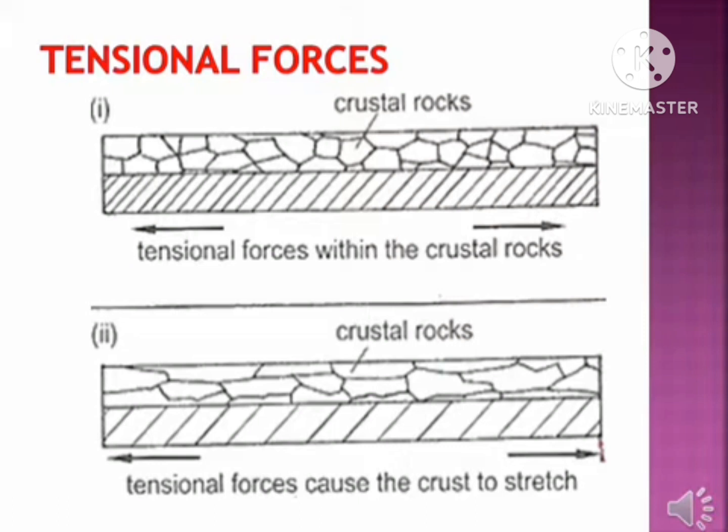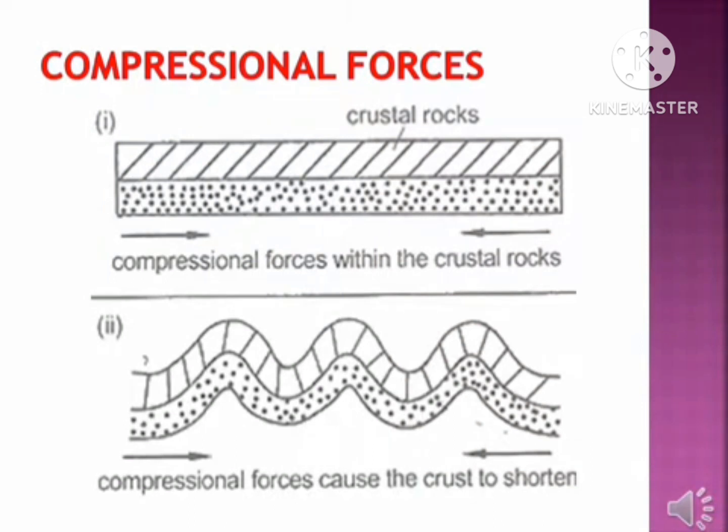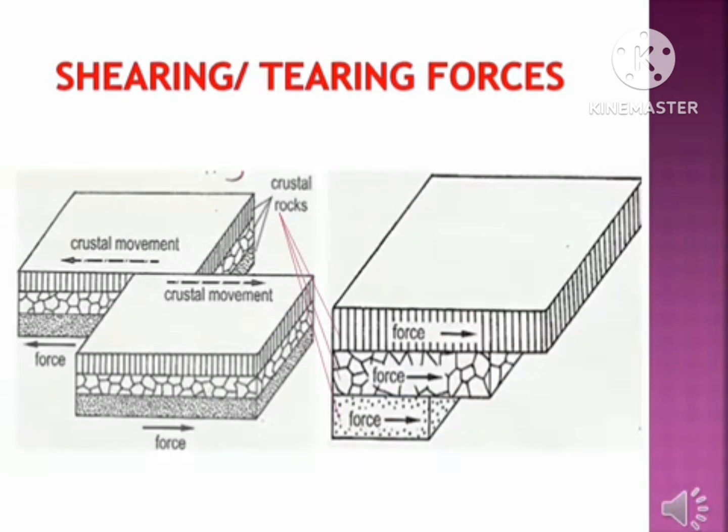In Roman 1, you can see the crust rocks being acted upon by the tension forces, and after being acted upon, you can see the crust rocks have stretched. In this sketch, we have compressional forces acting on crust rocks, and you can see that the crust rocks have been made to fold. In this sketch, you can see we have the shearing forces acting on crust rocks, hence making them move past each other.